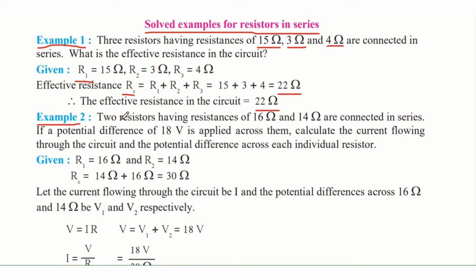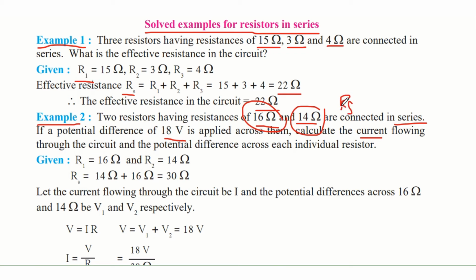Example 2. Two resistors having resistances of 16 ohm and 14 ohm are connected in series. If a potential difference of 18 volt is applied across them, calculate the current flowing through the circuit and the potential difference across each individual resistor. So this is a more complicated question than the previous one. Here they have given us two individual resistors, and they are telling us that they are connected in series. So we have to first find the effective resistance.